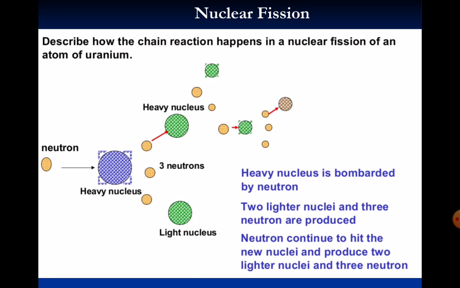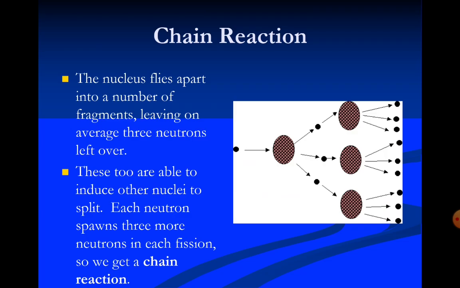If this process is not controlled, we get the so-called chain reactions, and they are able to split a lot of heavy nuclei. We're not going to discuss how we can control this process, but in a nuclear reactor this process is controlled, to minimize the chance of getting a nuclear reaction.